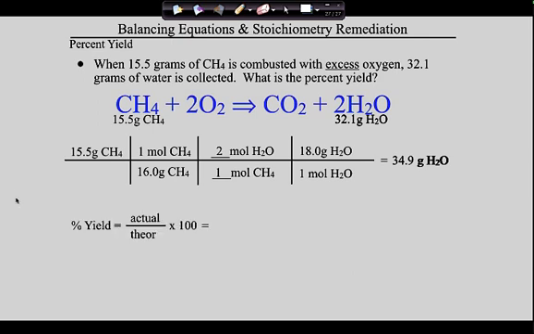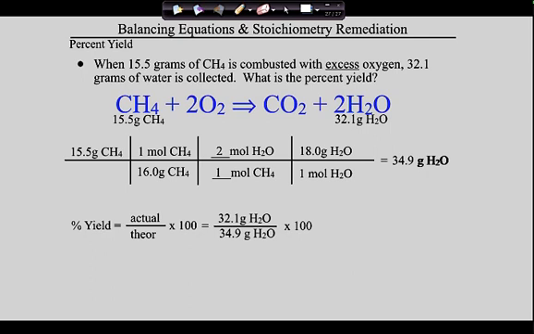And as we calculate percent yield, the top number is our actual amount. How much water did we actually make? And you'll notice that this number is actually given to us in the question. It is 32.1 grams. Then we need to know how much water we theoretically could have made, and that number comes as the result of the mass-mass problem.